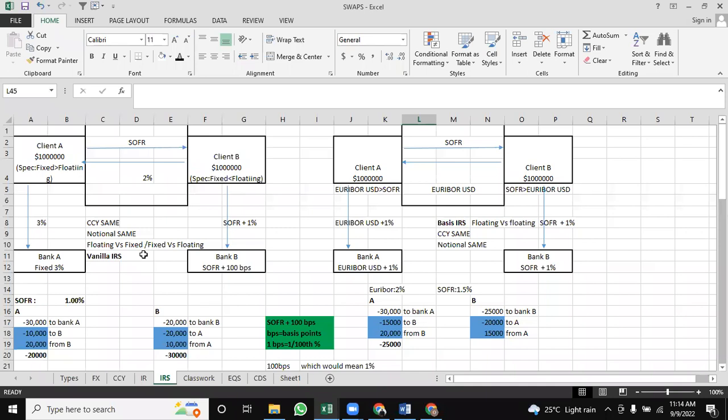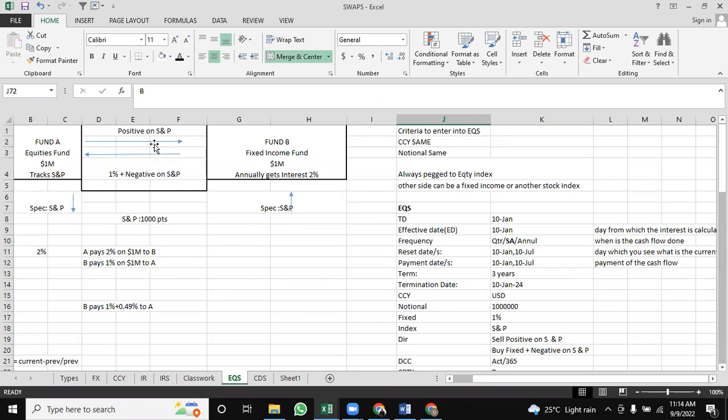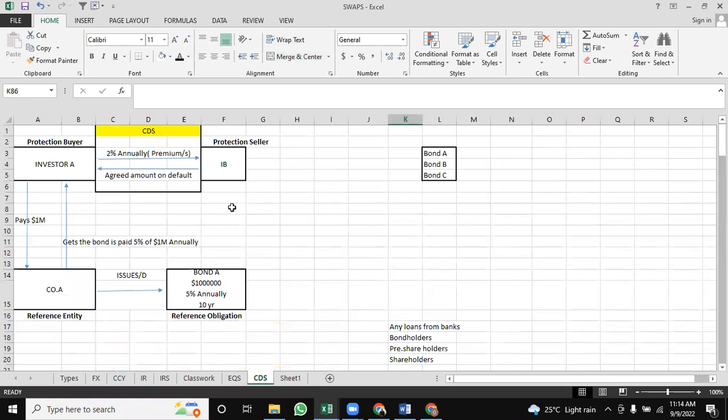Are we clear on how to answer swaps questions? Okay. When it comes to equity swap also, you don't have to give me numbers and all of that. The concepts, if you mention, is enough. Is this clear? CDS also, you can explain the definition and then give an example, right?